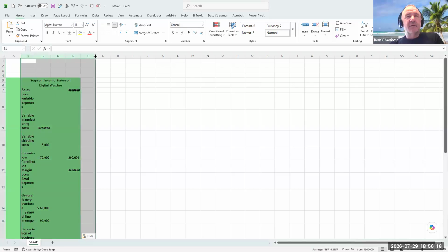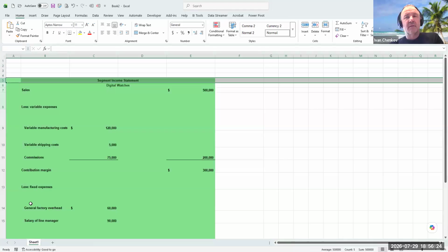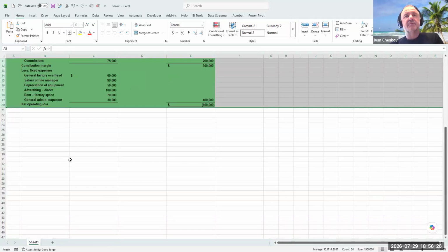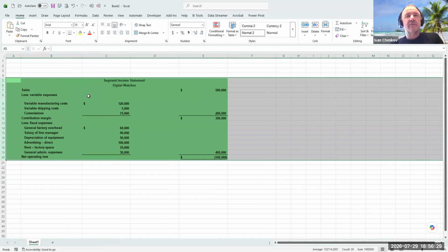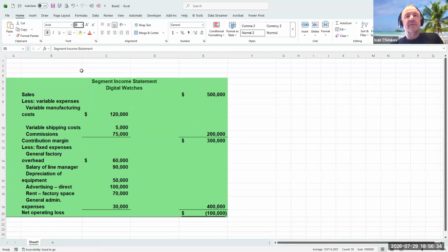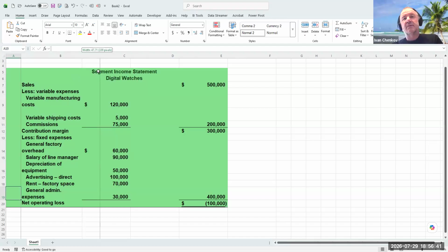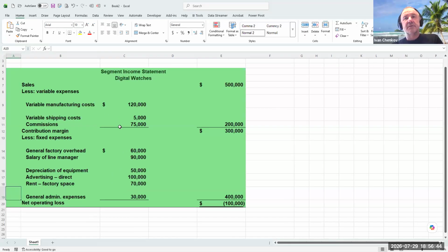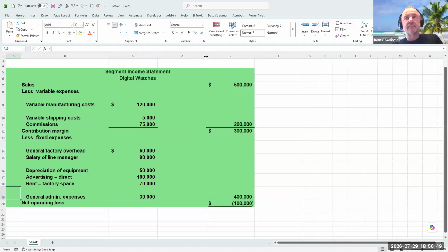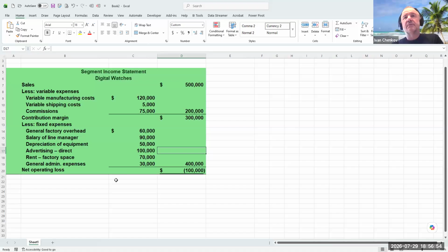So we have the information for this company. I'm going to extend the entire thing and make some changes just to be more useful, increasing the numbers so you can see them. That's the information that we have for this company. As we can see, the company definitely generates losses. This digital watch line is generating a loss at this point.